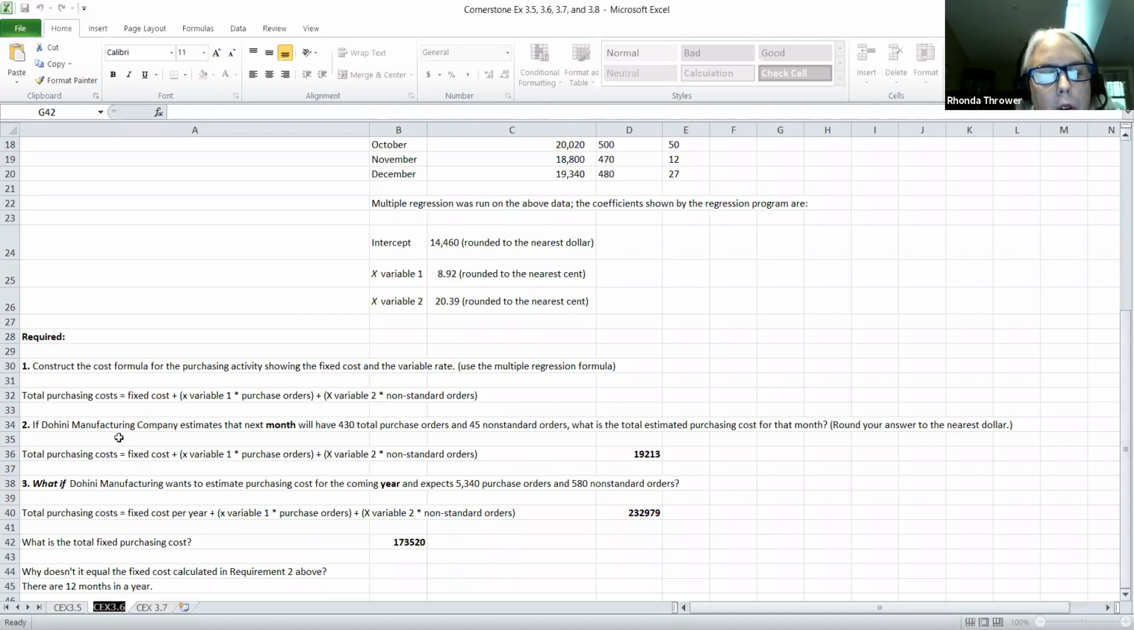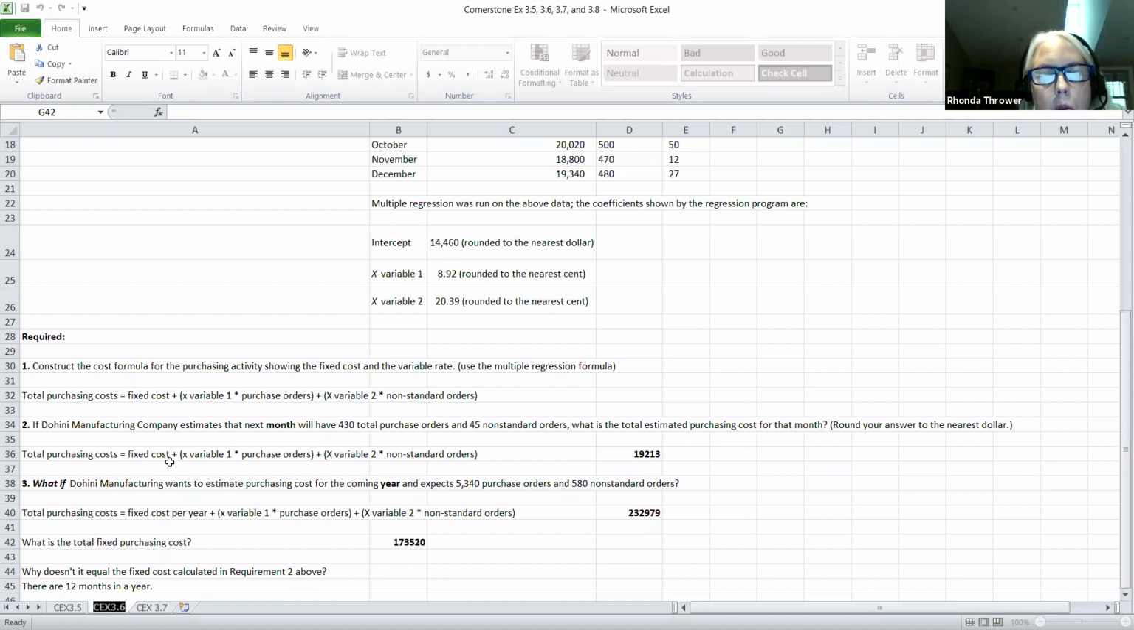So in part 2, it says, if Doheny Manufacturing Company estimates that next month, notice how I've emphasized that we're looking at a month now, they will have 430 total purchase orders and 45 non-standard orders. What is the total estimated purchasing cost?